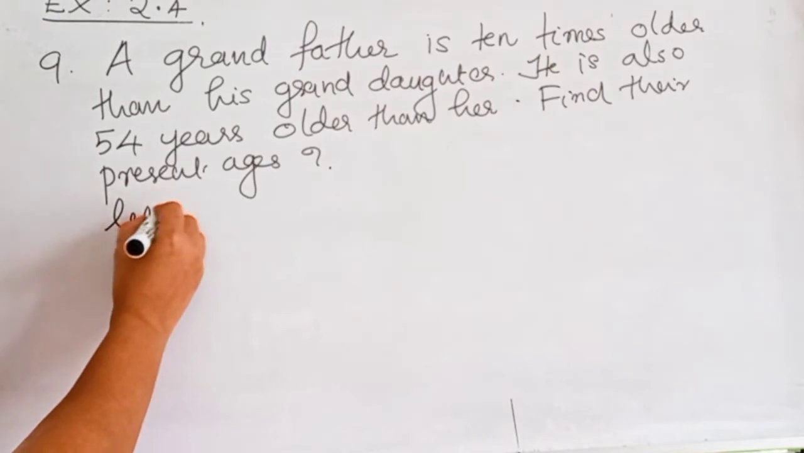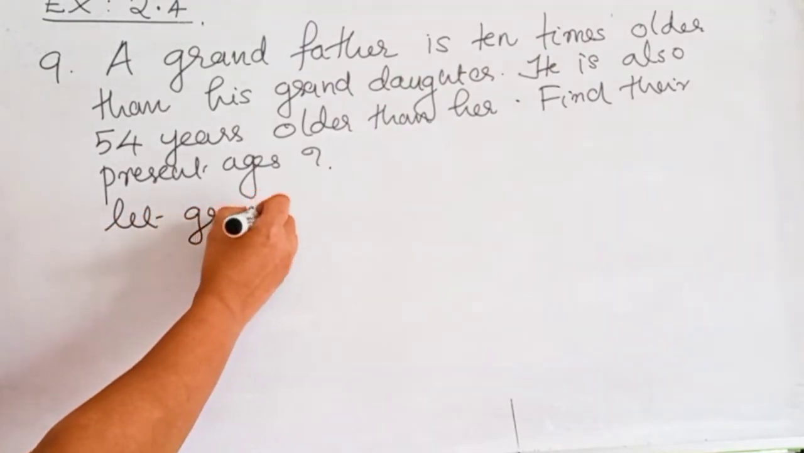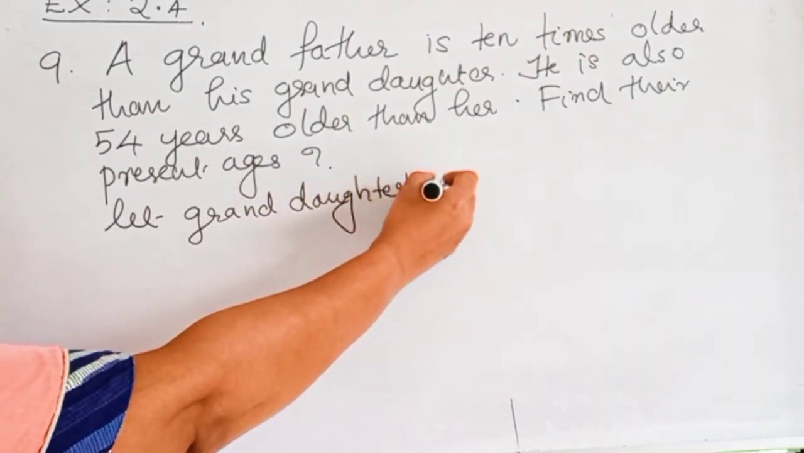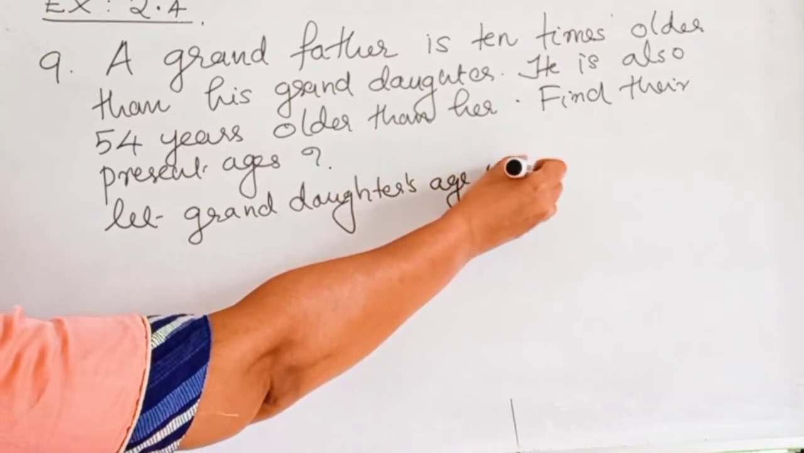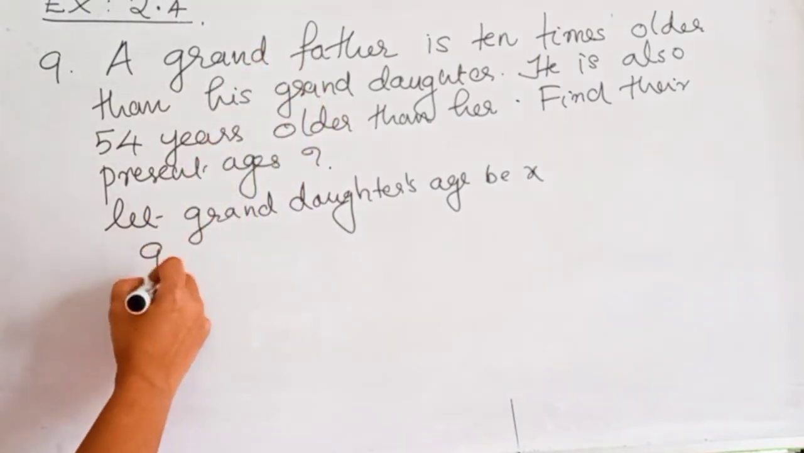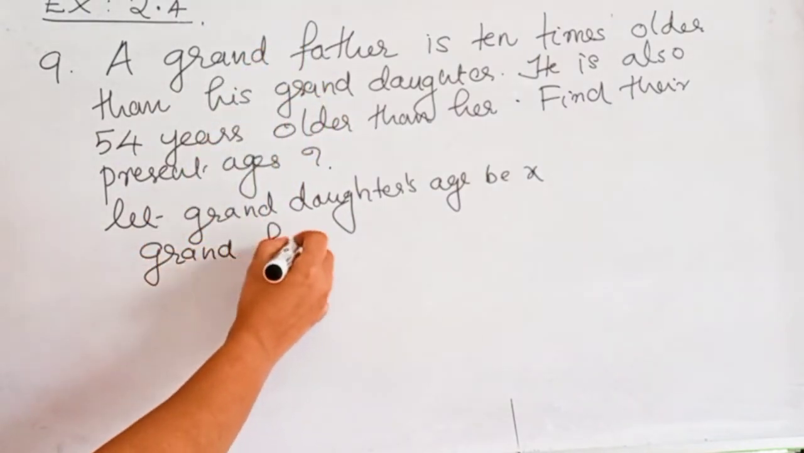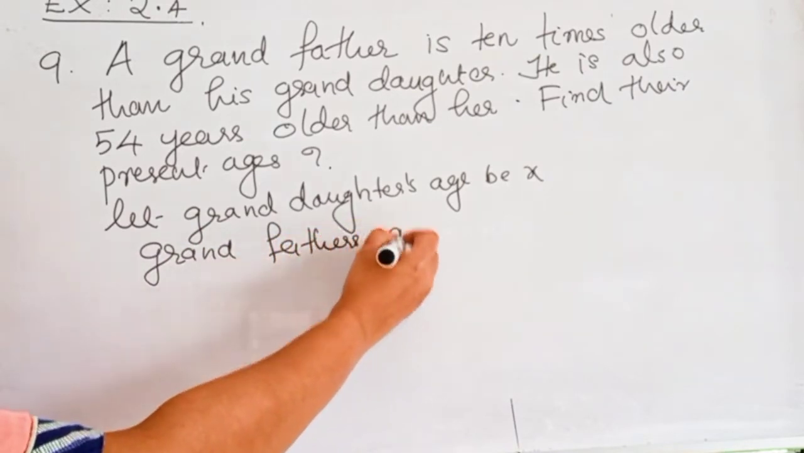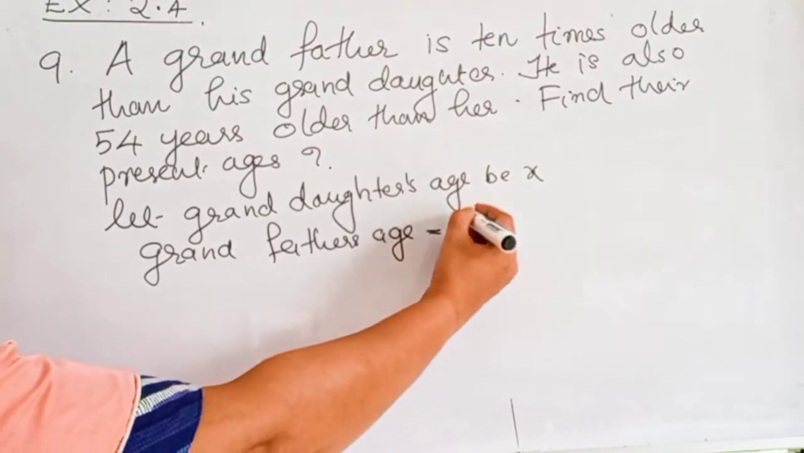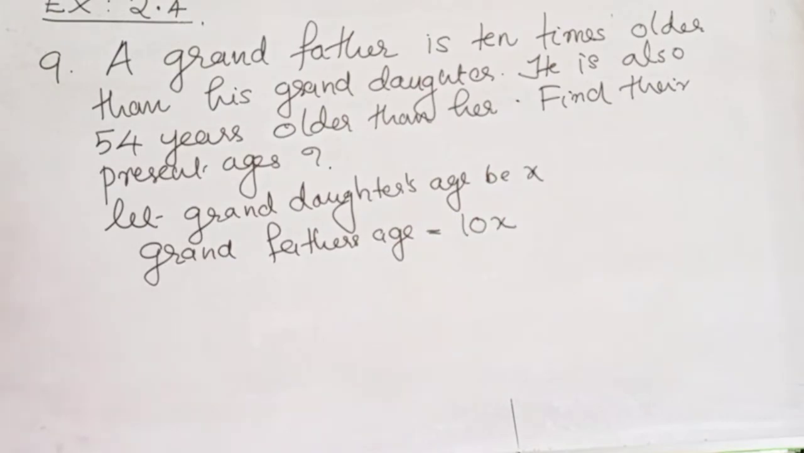Here I am going to take, let granddaughter's age be x. If granddaughter's age is x, then what will be grandfather's age? Look into the question. Grandfather is 10 times older than his granddaughter. 10 times, that means it is 10 into x, so grandfather's age is 10x.